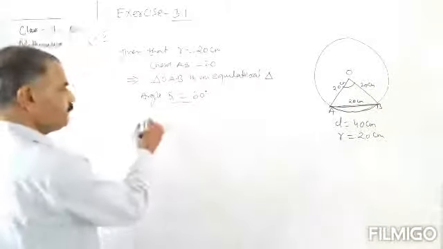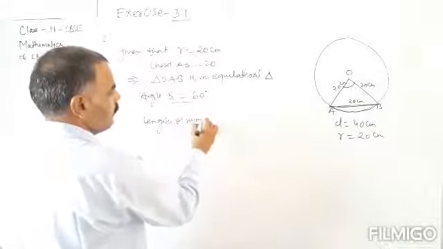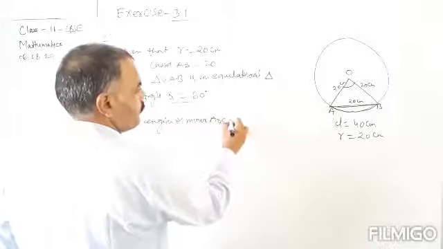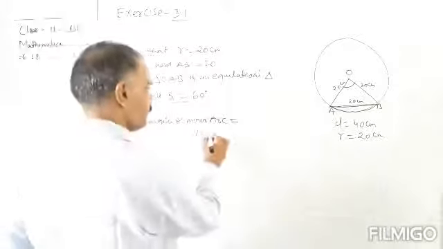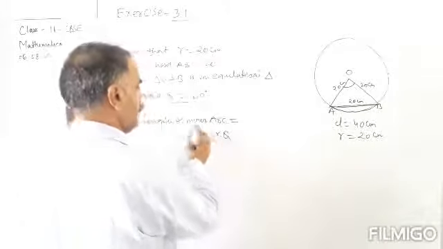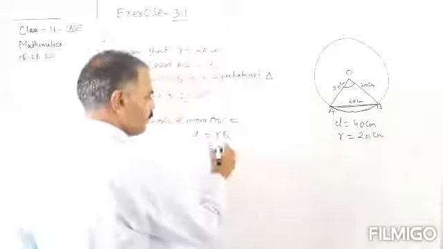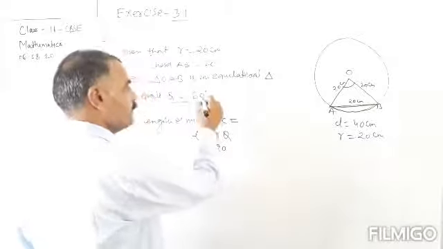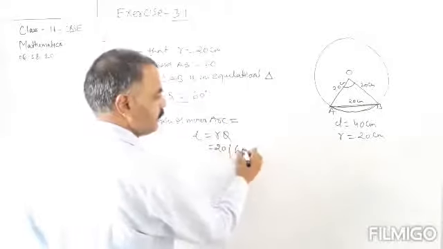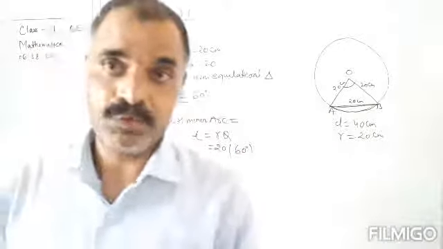So the length of the minor arc will be L equals R theta. R is the radius, and the radius is given as 20 centimeters, and the angle is given as 60 degrees.